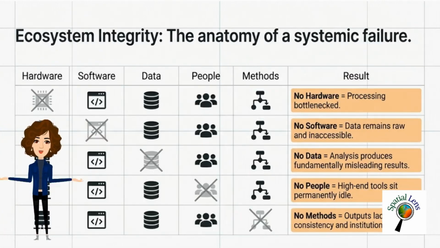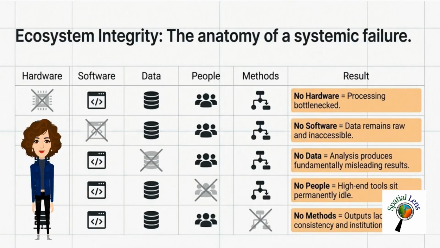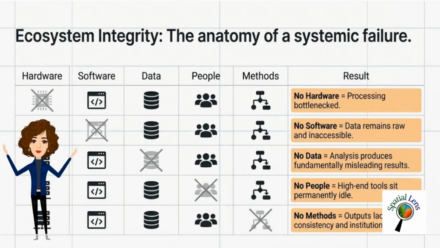When all these components work together, GIS becomes a powerful tool. Hardware processes the data, software analyzes it, data provides the information, people interpret the results, and methods guide the entire workflow. This integration is what makes GIS so effective in solving real-world problems.